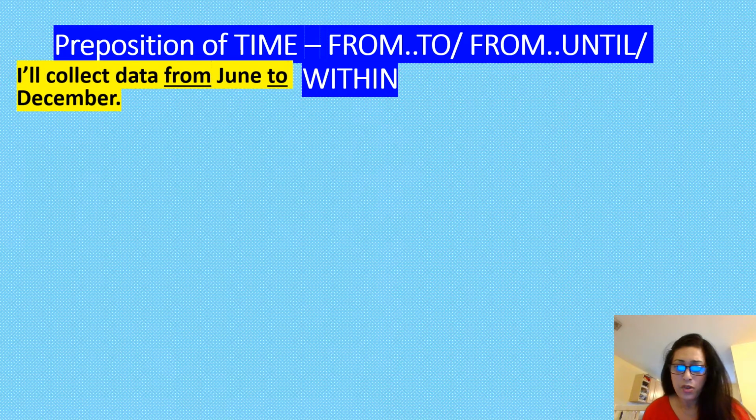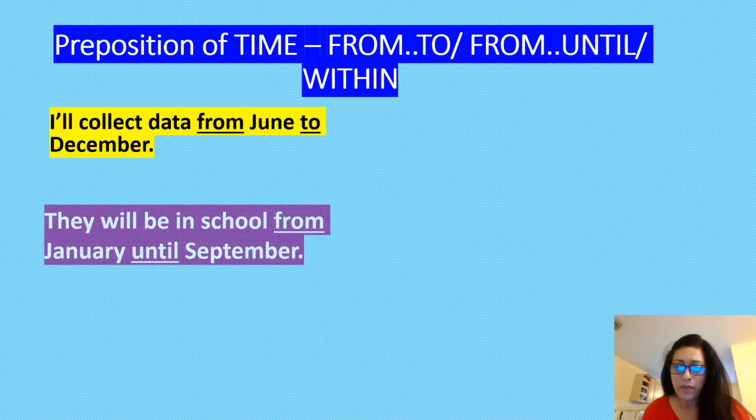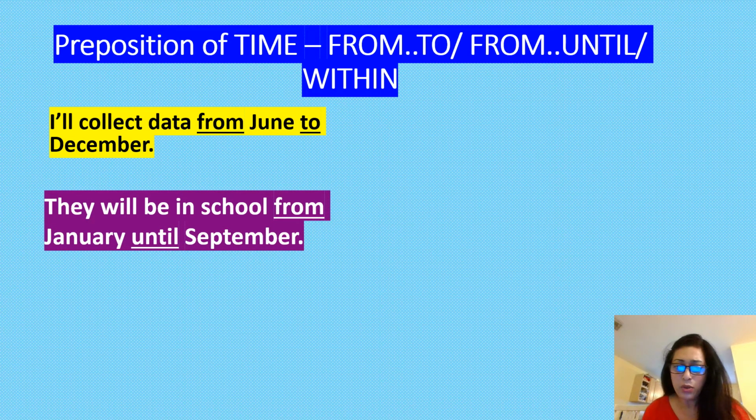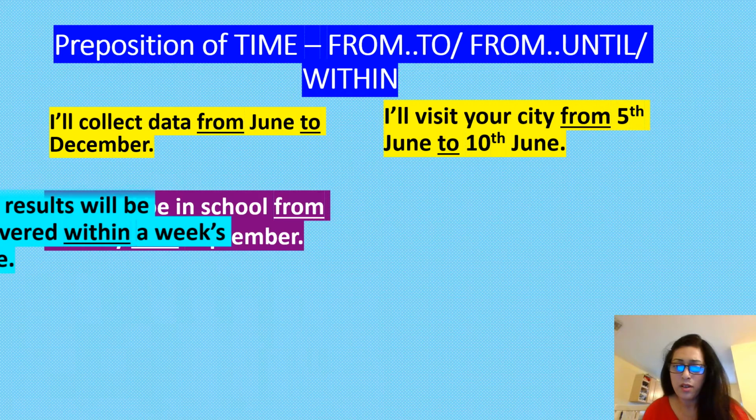The next is how we use from to together in one sentence, or from till until, and then within, how to use these. So the first example is, I'll collect data from June to December. They will be in school from January until September. I will visit your city from 5th June to 10th June.